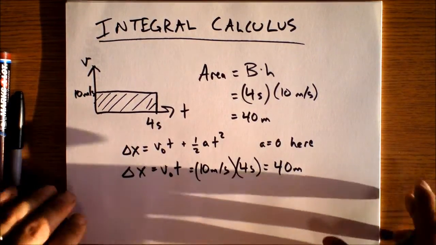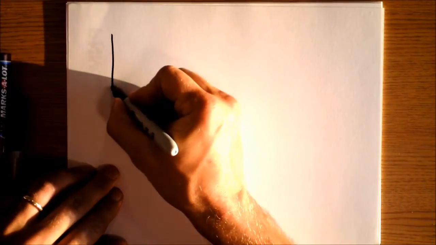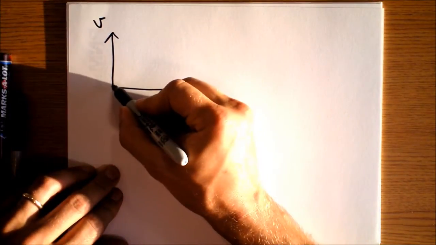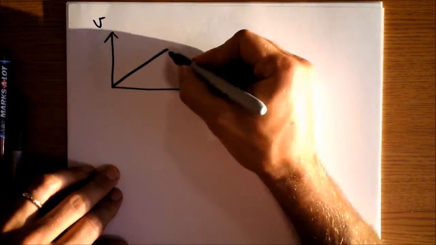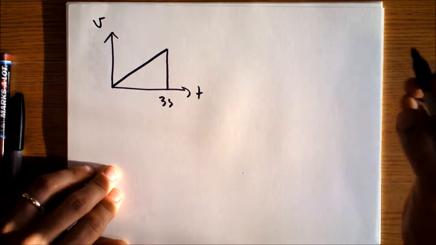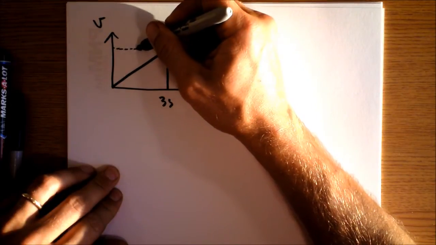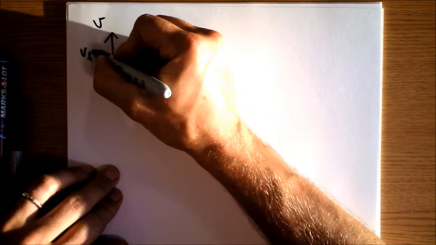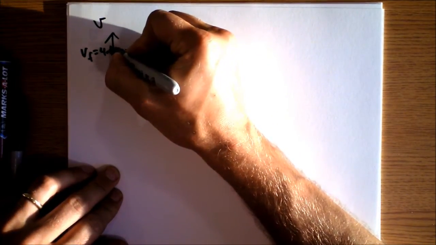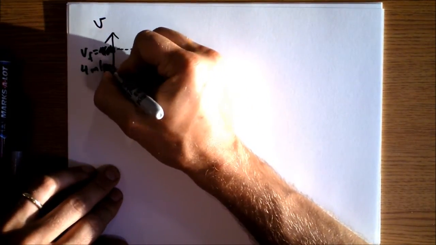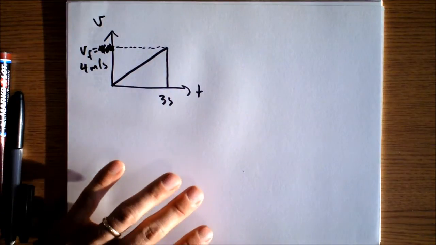But let's do a slightly more complicated problem with integral calculus for physics. We'll say that we've got another graph of velocity as a function of time, and here the velocity starts at 0 and it increases to some final velocity, and this is happening over 3 seconds. We'll say that the velocity of a turnip, the final velocity, is going to be 4 meters per second. I'm going to write it down here. 4 meters per second, and that happens over a 3-second period.